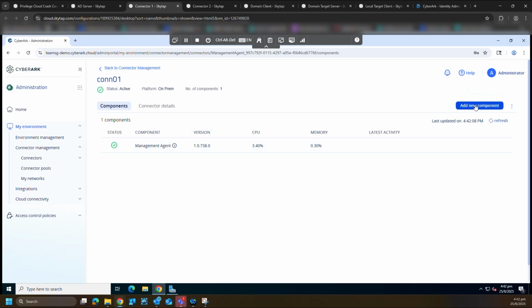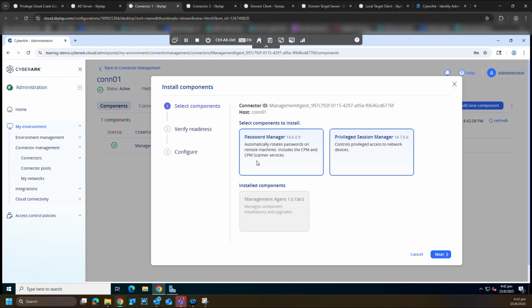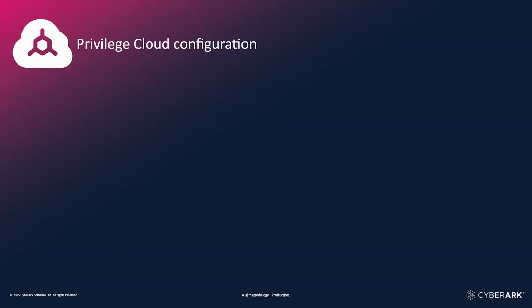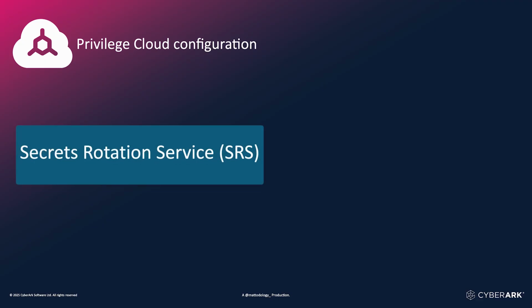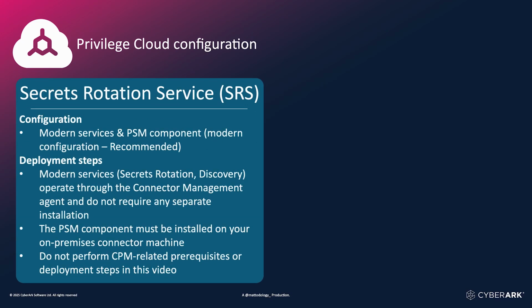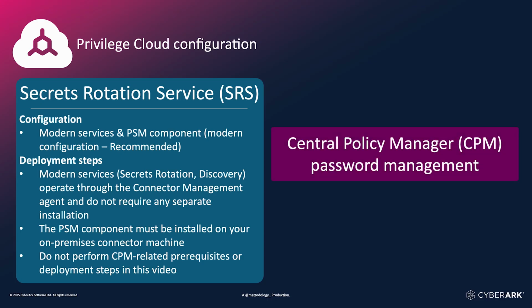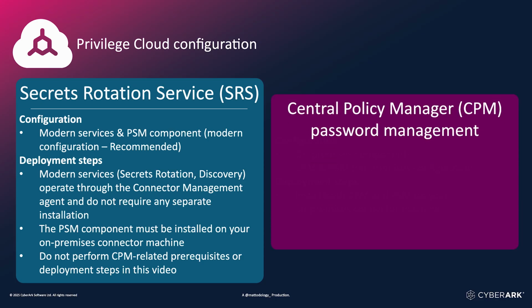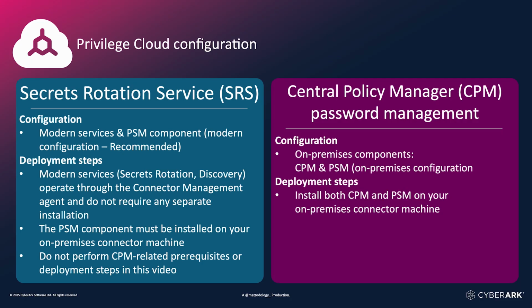When adding new components, review the available options. If the CPM option is absent, your system is set for SRS and PSM. For modern service deployments, the connector management agent covers secrets, rotation, and discovery. No separate installation required. Just install the PSM component and skip the CPM-related setup. For on-premises deployments, needing both CPM and PSM, install both components.